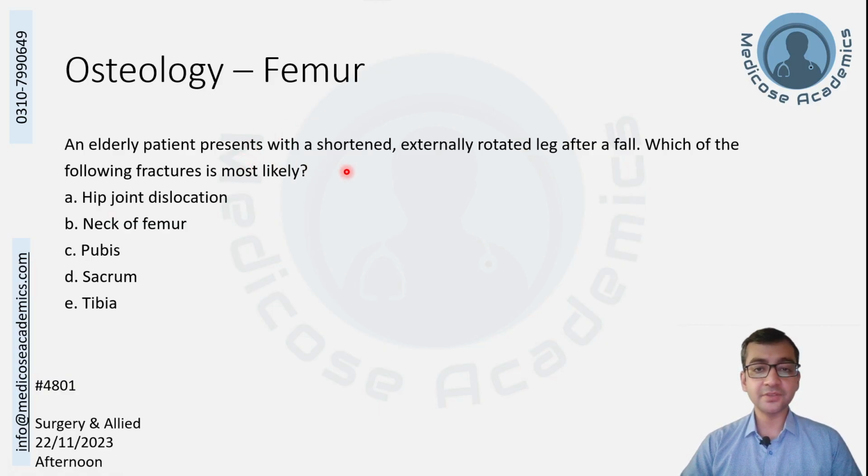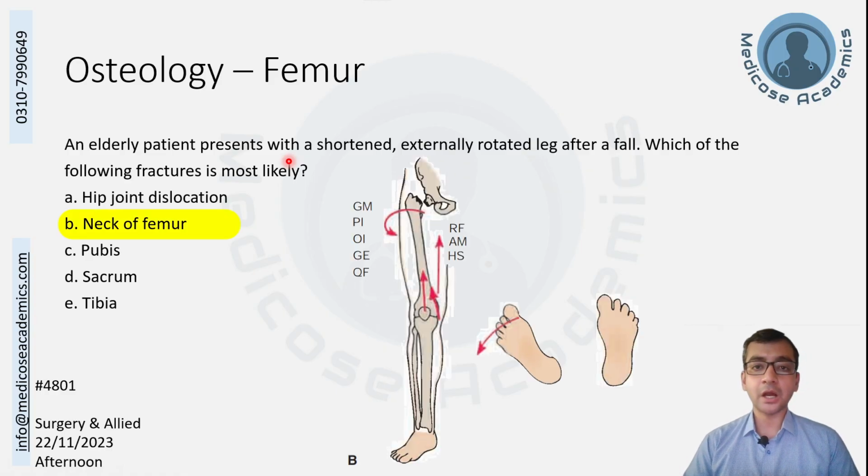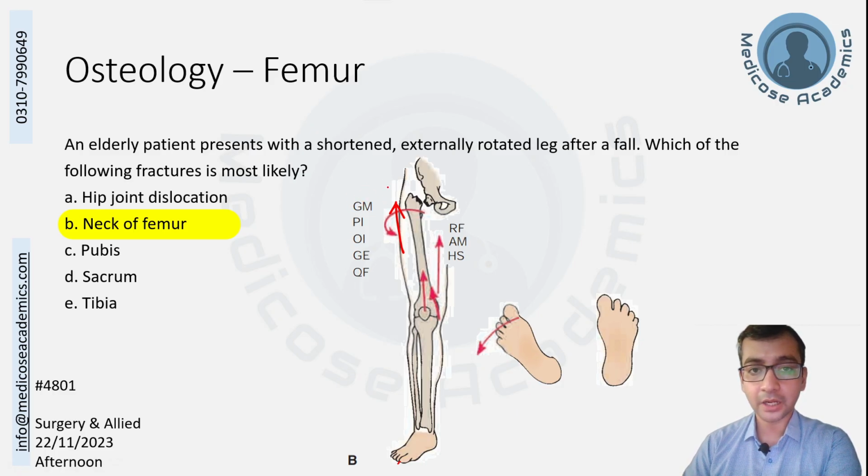An elderly patient presents with shortened, externally rotated leg after a fall. Which of the following fracture is most likely? So that is due to neck of femur. Even if you are asked which fracture is most likely, you will go for neck of femur. After the neck of femur fracture occurs, due to the long muscles like the hamstrings in the back and rectus in the front, the femur is pulled up, so the overall height of the leg, if you take it from any bony landmarks, becomes short as compared to the normal leg, because of this displacement that has occurred, upward displacement.